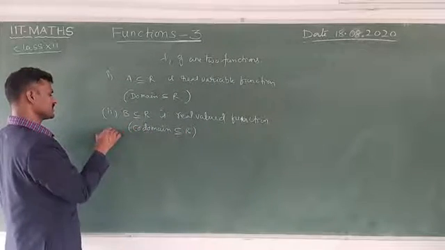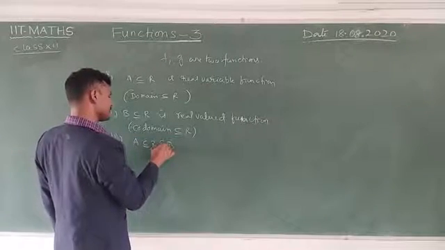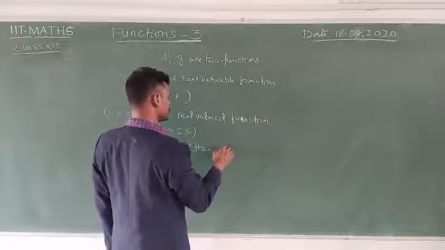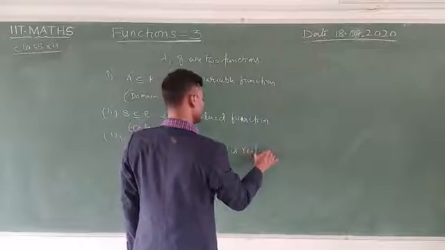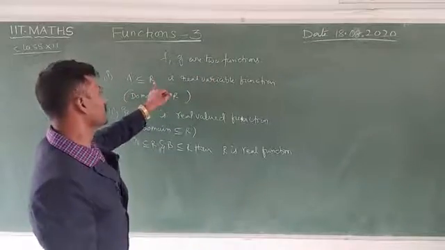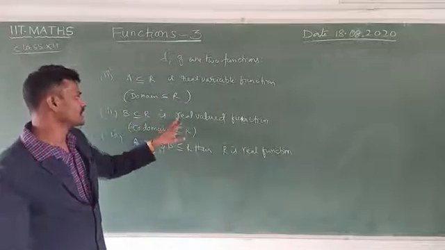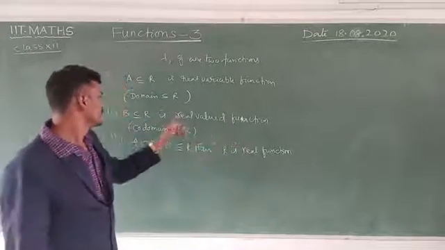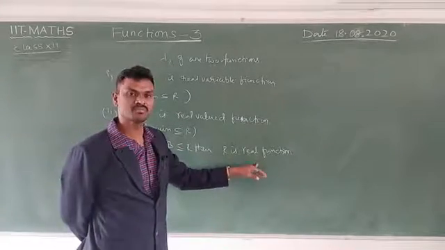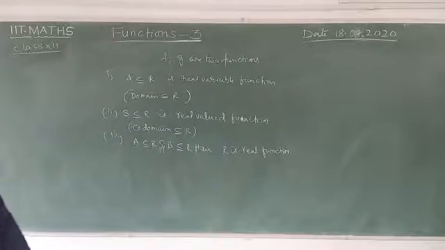Next one is real function. Real function means A is a subset of R and B is a subset of R, then it is a real function. F and g are two functions. If it is a real valued function, the codomain is a subset of R. A real function means both domain and codomain are subsets of R. Now we have to discuss its properties.